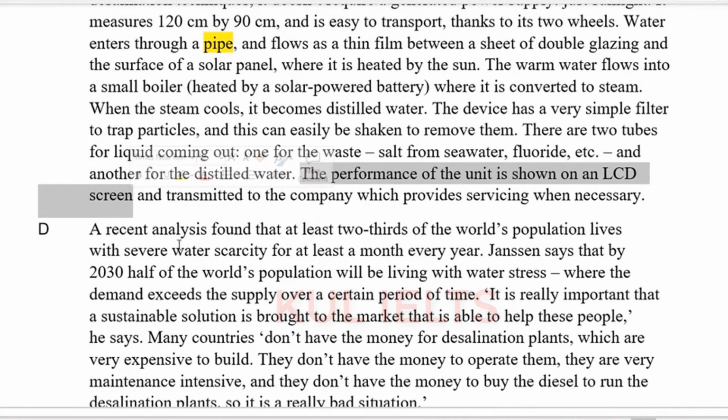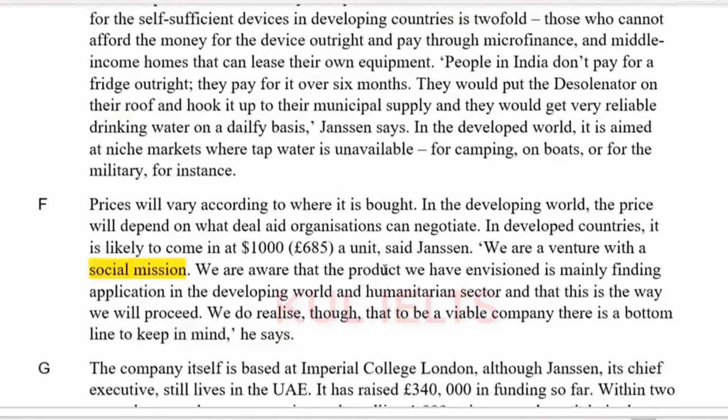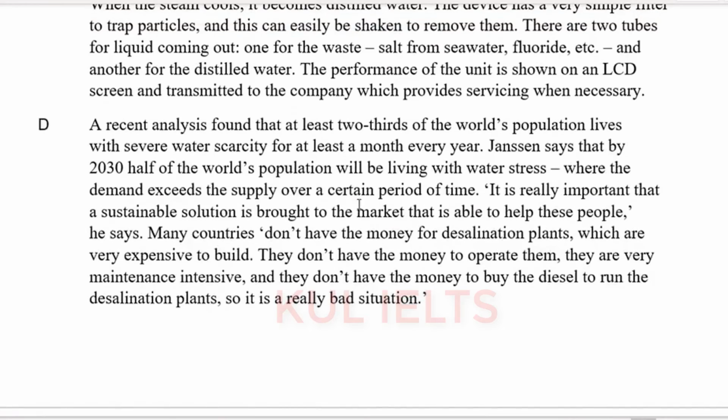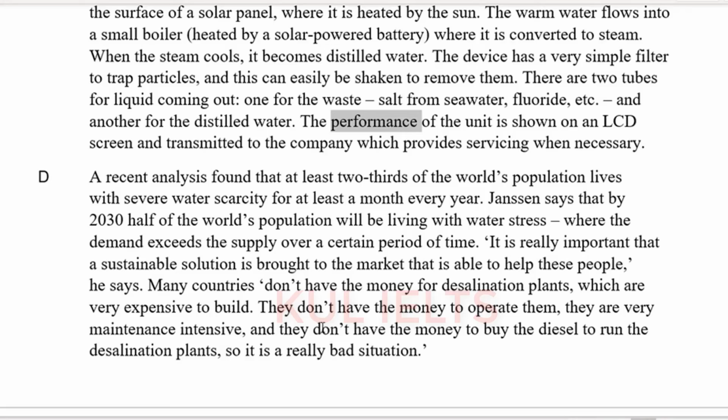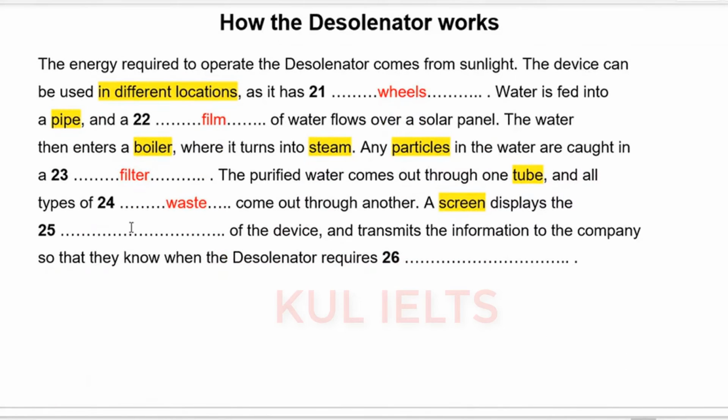And all this is just an active passive thing. Here they've said is shown, passive, and here they've said displays, active. Display and show are direct synonyms. So they just switched the subject and the object around there. A screen displays the something. The something is displayed on a screen or by a screen. What is displayed? And it's simple enough. Performance right there. Performance of the unit is the subject of this clause.